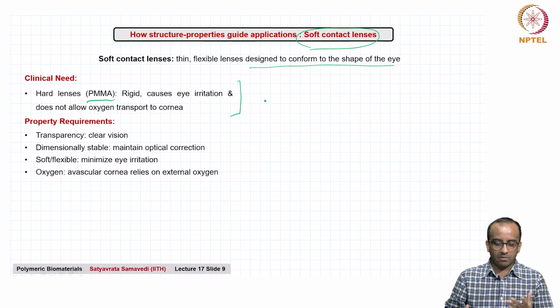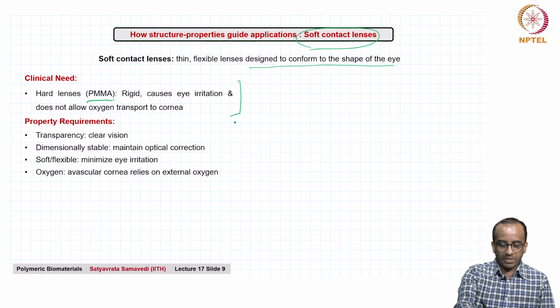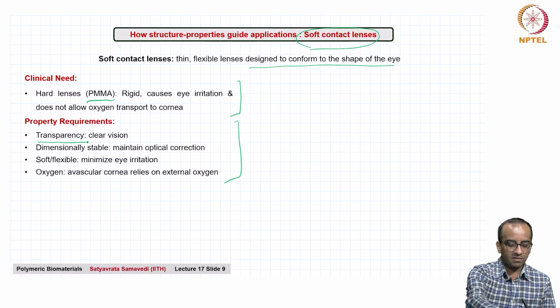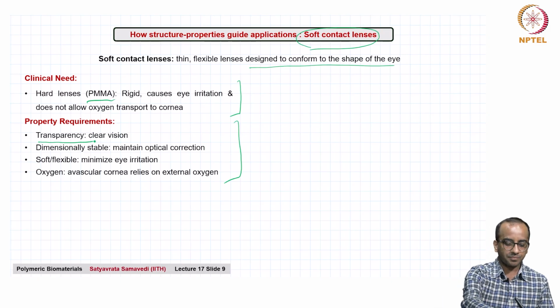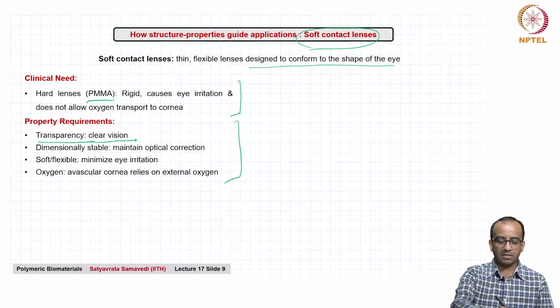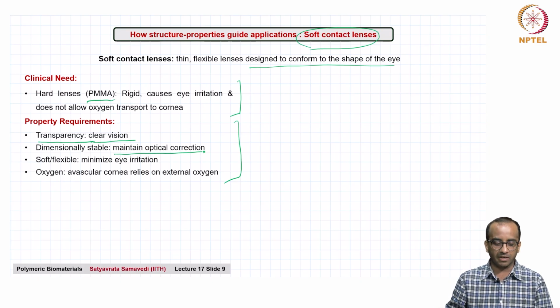At any rate, there is also, of course, discomfort to the person wearing these lenses, because it causes eye irritation. It is rigid, it makes it hard to blink. I mean, lots of other issues. So the property requirements, again, from a design perspective, include transparency, of course, for clear vision. Then you want it to be dimensionally stable, such that even after placing it in the eye, it can maintain optical correction throughout the time period over which it is placed in the eye.